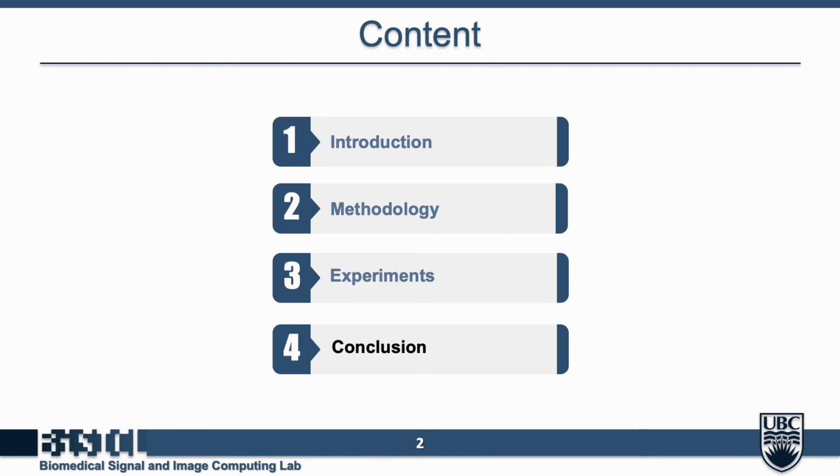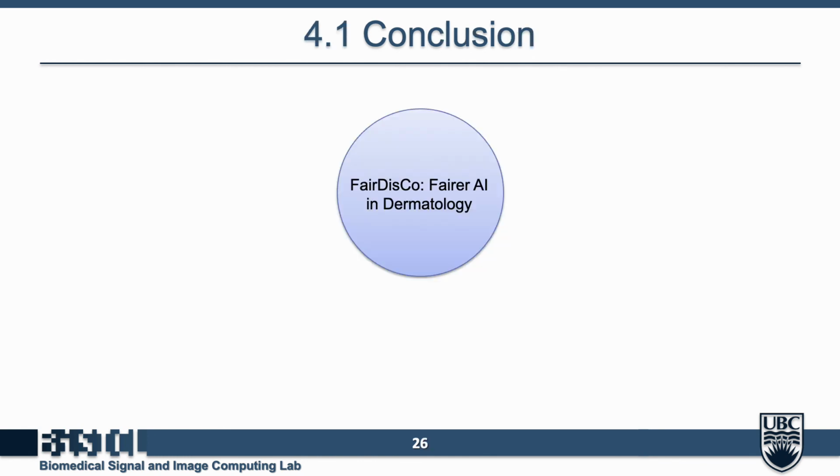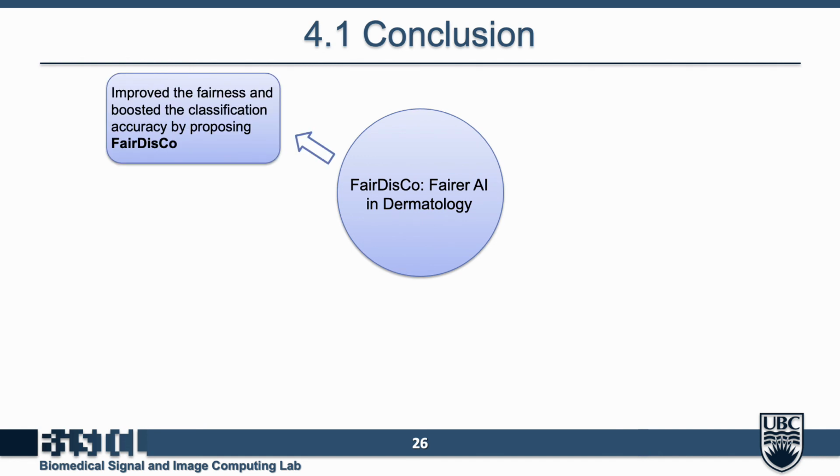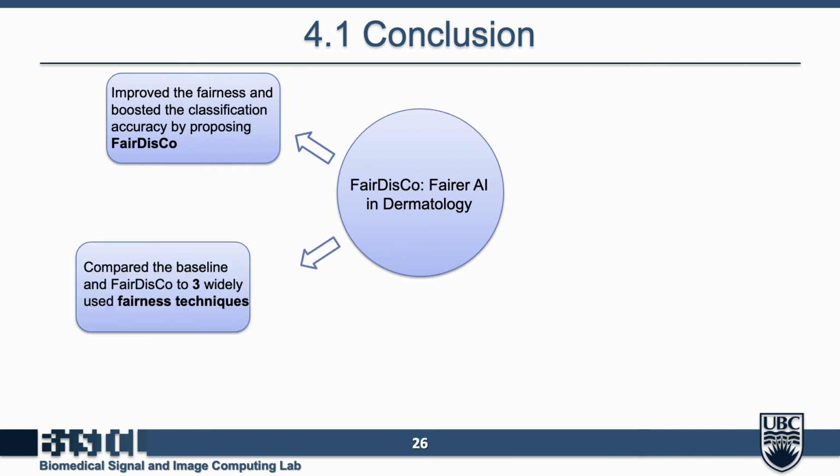The final part is a conclusion. In this work, we improved the fairness and classification accuracy by proposing a novel deep neural network, FairDisCo, with disentangled representation learning and contrastive learning. Besides, we compared the baseline and FairDisCo to three widely used fairness techniques: reweighting, resampling, and attribute-aware.